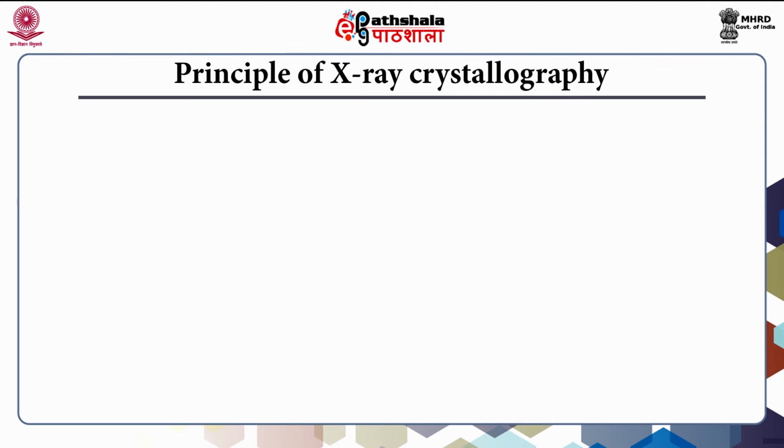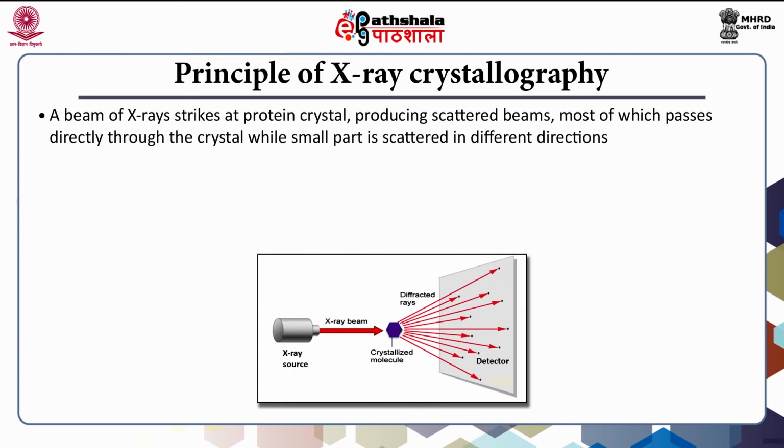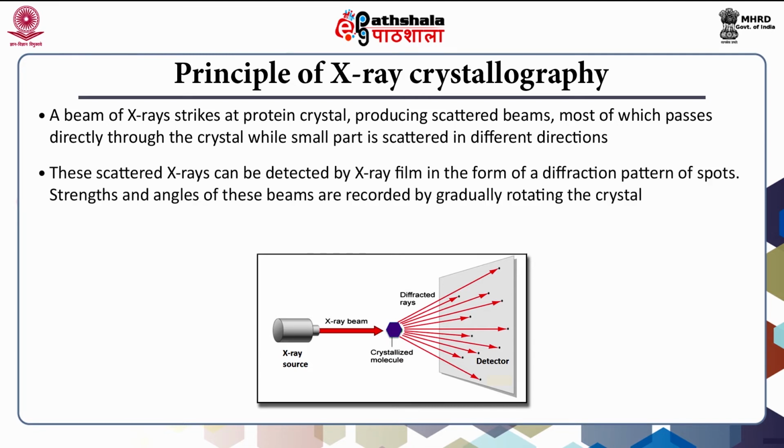Let us see the principles involved in X-ray crystallography. What is the principle? It is very simple. When a narrow beam of X-rays is directed at the protein crystal, most of the beam passes directly through the crystal while a small part is scattered in various directions. And these scattered or diffracted X-rays can be detected by X-ray film. That means here we are understanding the third requirement of X-ray crystallography, that is a detector. The detector here is X-ray film or any solid state electronic detector.